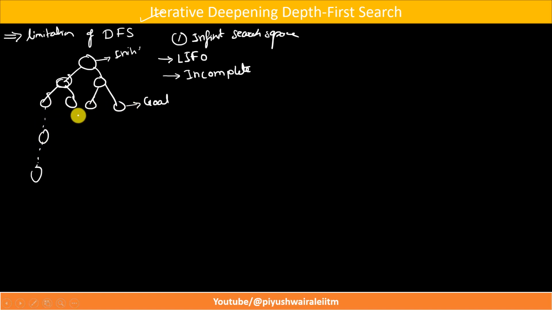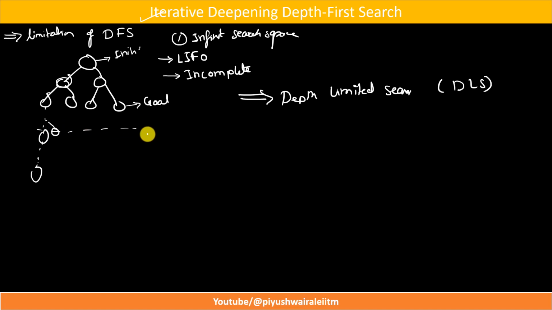Now, in order to overcome this limitation, we have discussed depth limited search, that is DLS. What happens in DLS? Suppose the same example: this is my initial state, this is my goal state, and we have an infinite search space. And suppose this is one of the nodes which is at level 8, L equals 8.